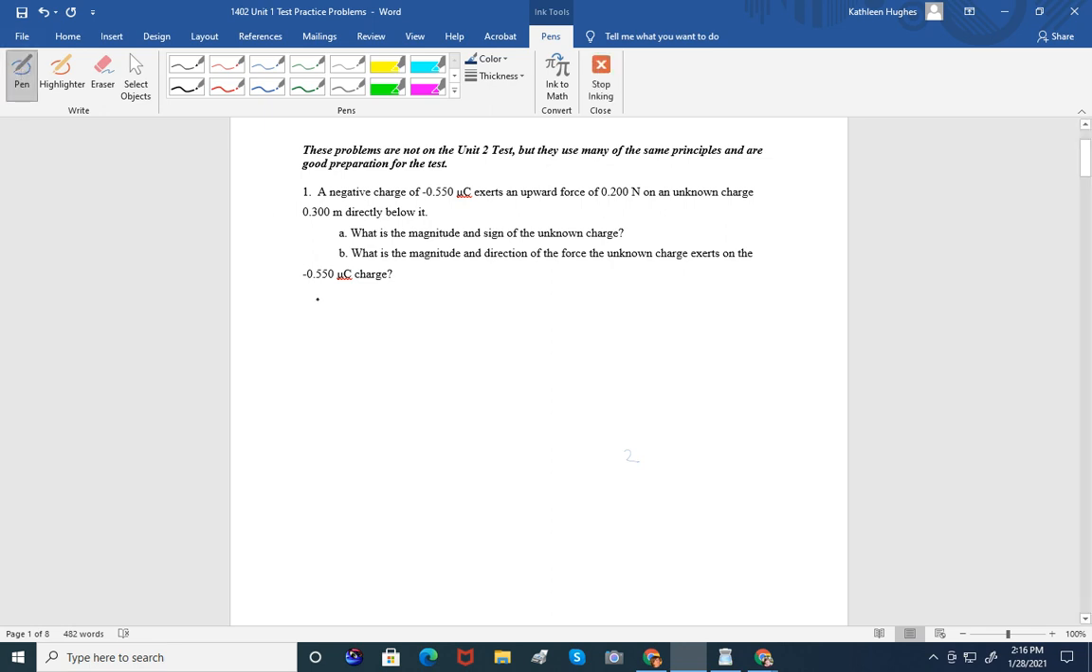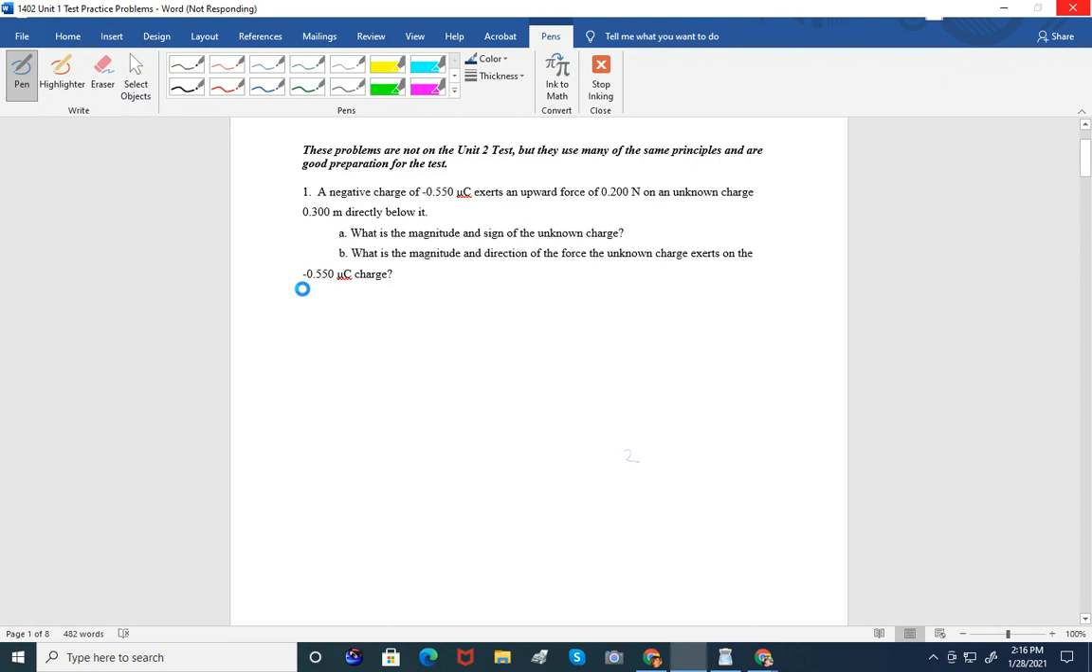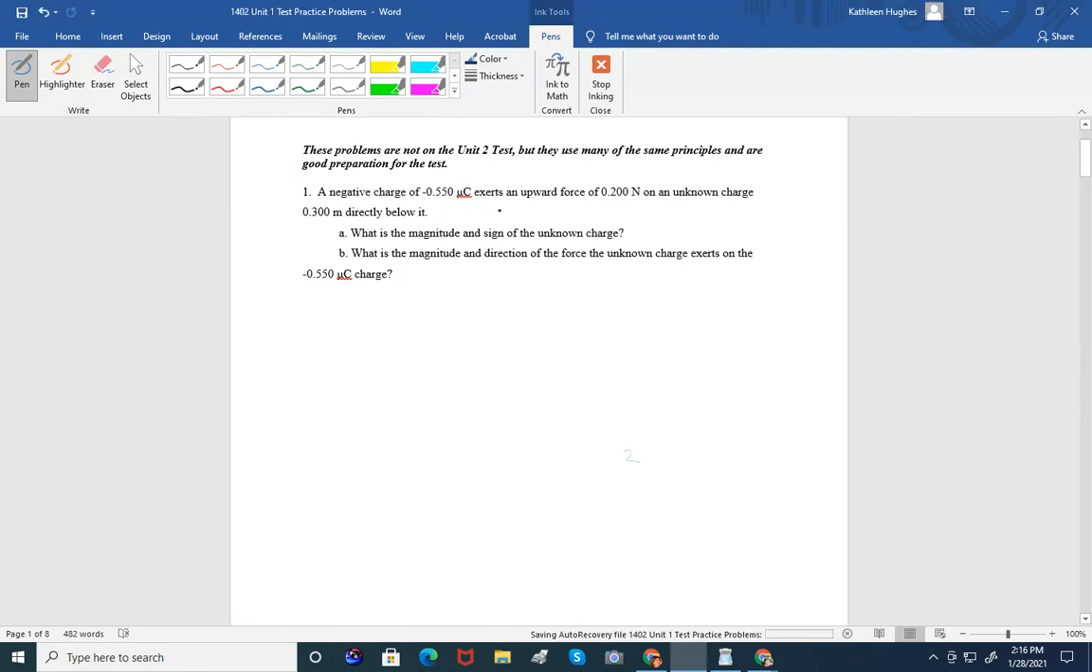All right, so let's look at some of these practice problems. These were chosen because I felt like they were similar enough that they would reinforce some of the main ideas and some of the problem-solving strategies. It says a negative charge of negative 55.0 microcoulombs exerts an upward force of 0.200 newtons on an unknown charge 0.3 meters directly below it.